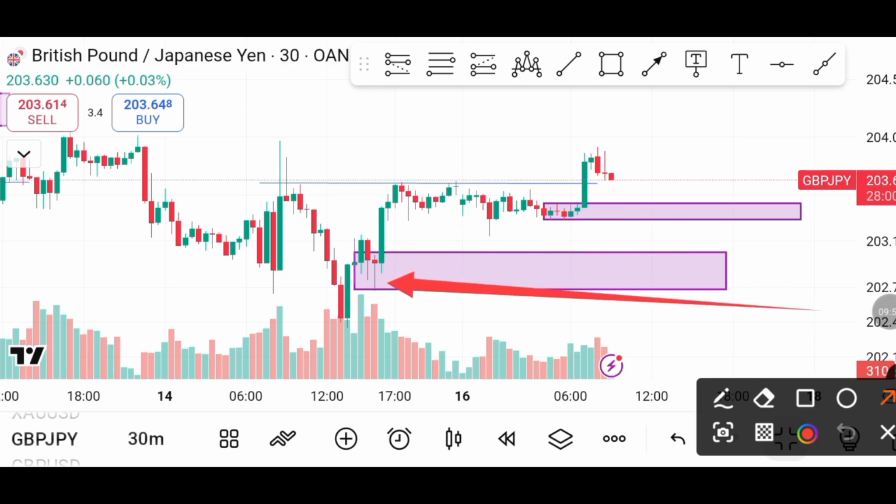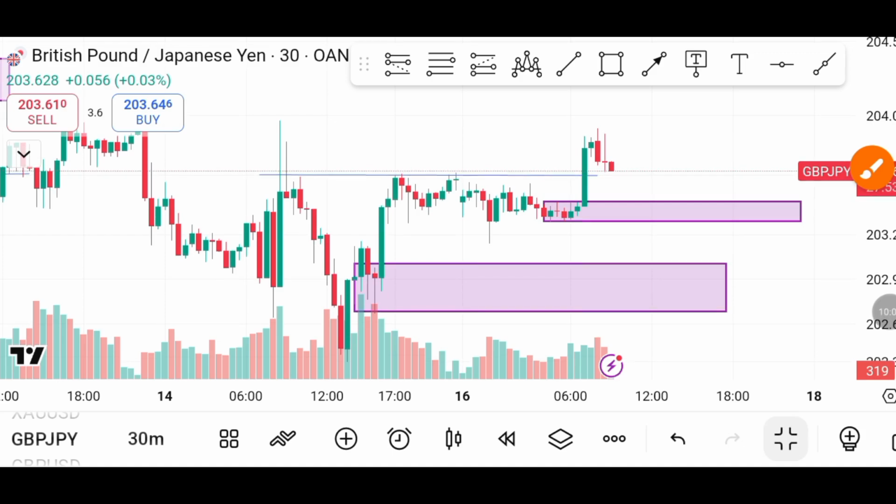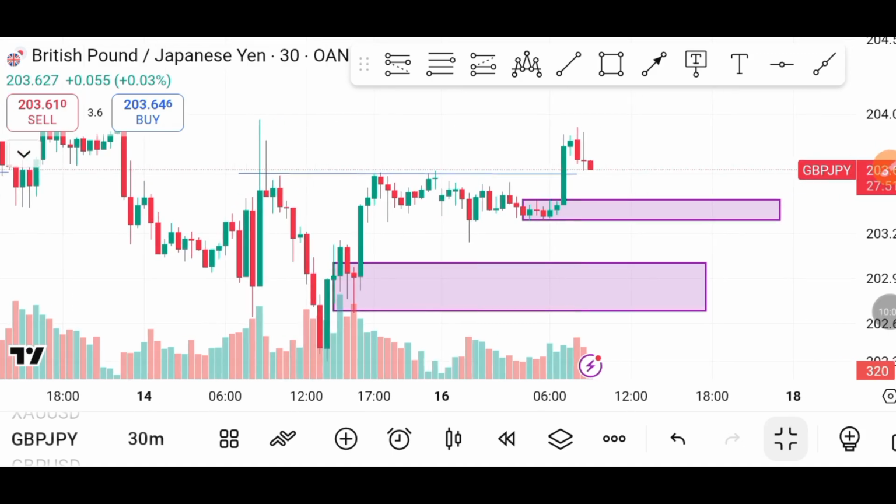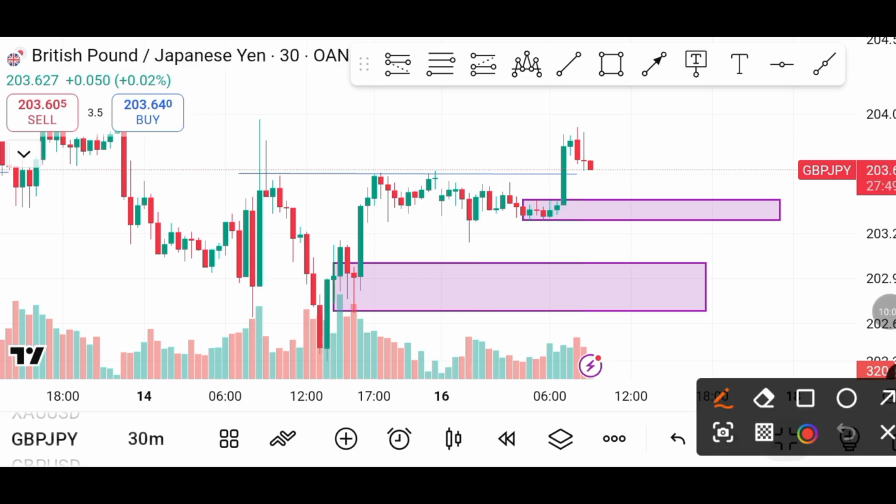We have this order block active and valid. So you can see price already reversing back with a correctional pullback, not an aggressive one. You can see it's pushing down. So we just watch out to see if price is going to respect this order block.